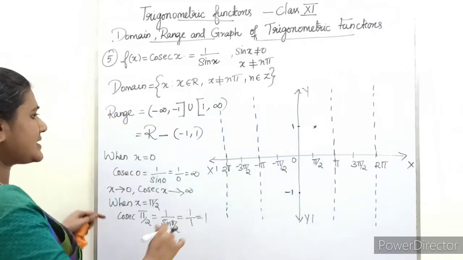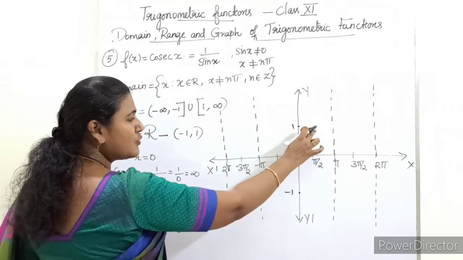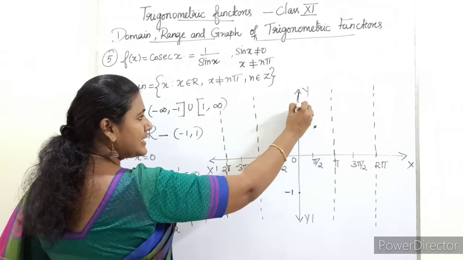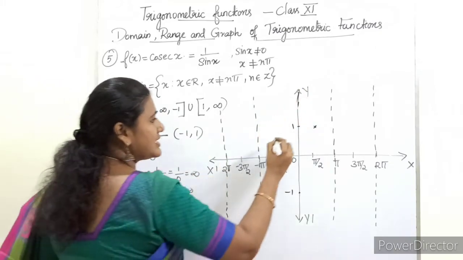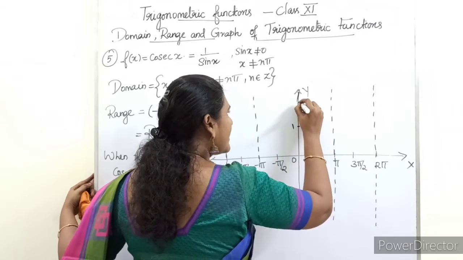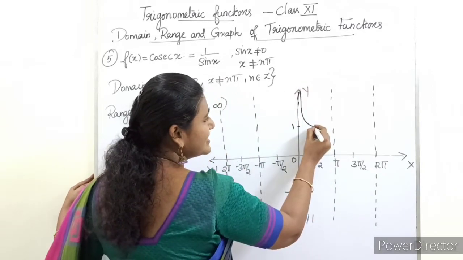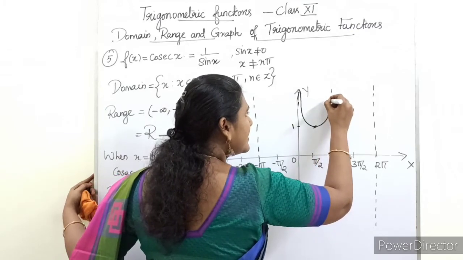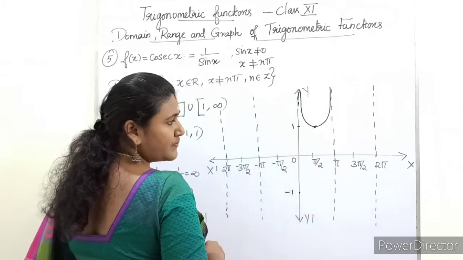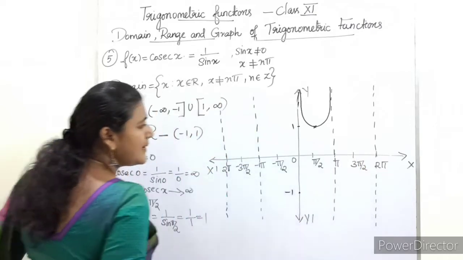Okay, so now we will start from here. When it moves towards 0, that is when x tends to 0, cosec x tends to infinity. So we will get the graph like this. Okay, it will start from the point 1, and similarly here in the other portion we will get like this. Okay, now we will see at the 3 pi by 2.